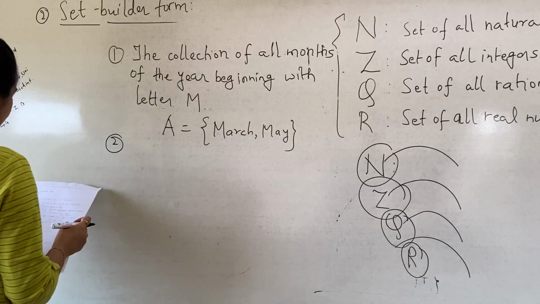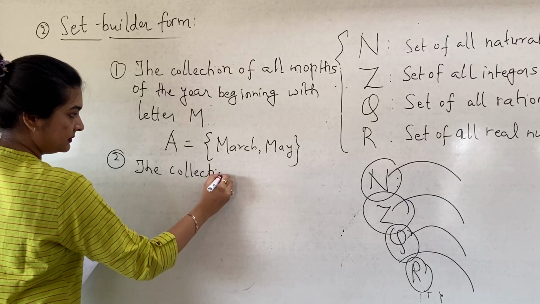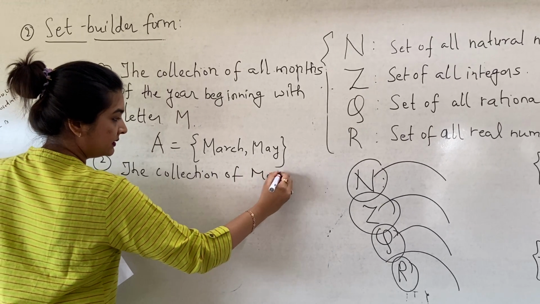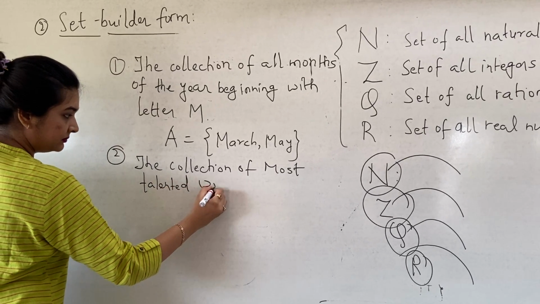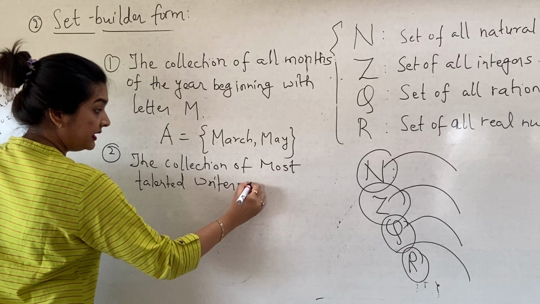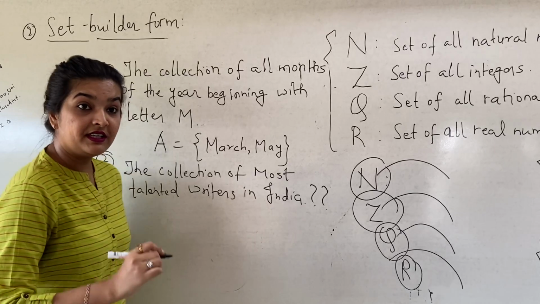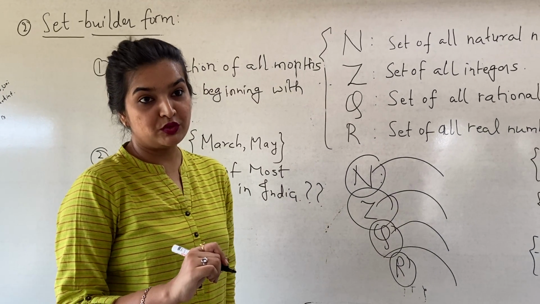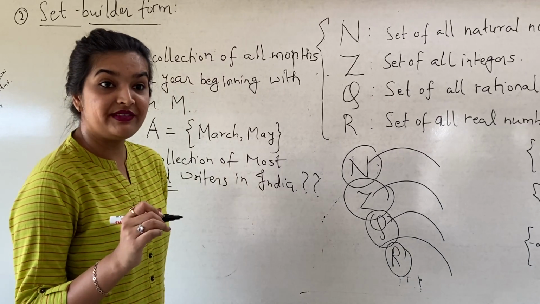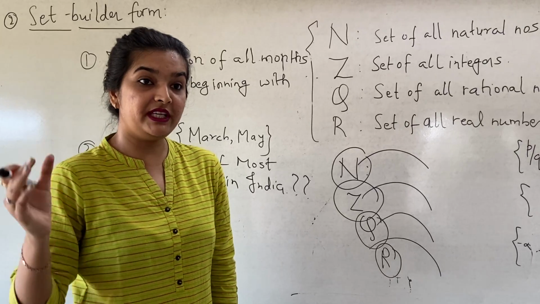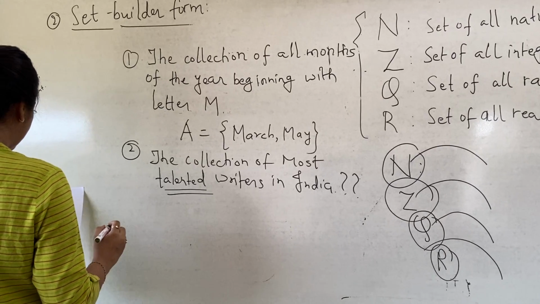Number 2, the collection of most talented writers in India. Is this an example of a set? No, because here the word talented is not well defined. Talented in which way? So this is not an example of a set.